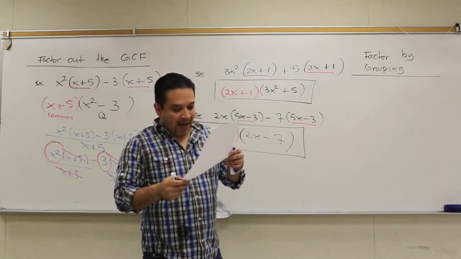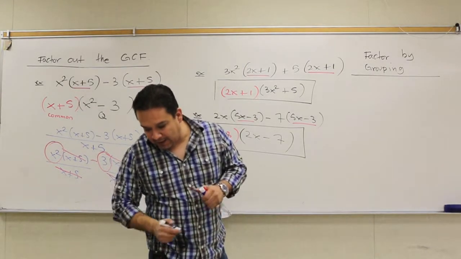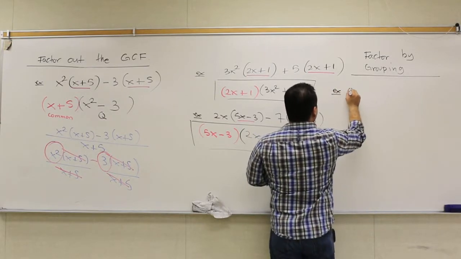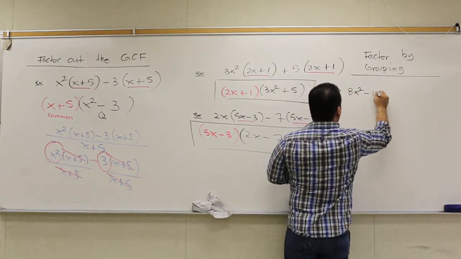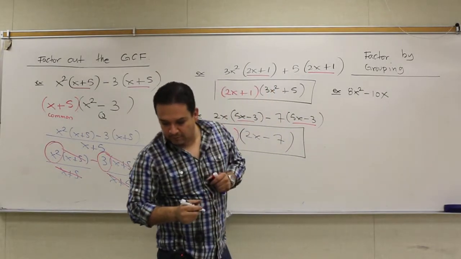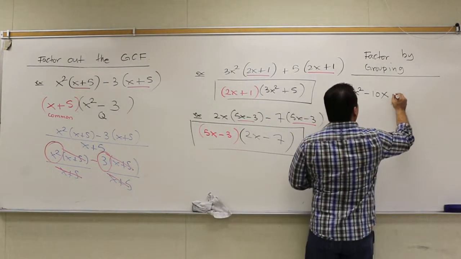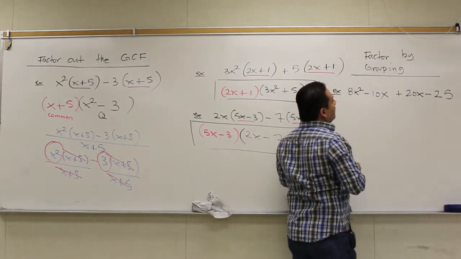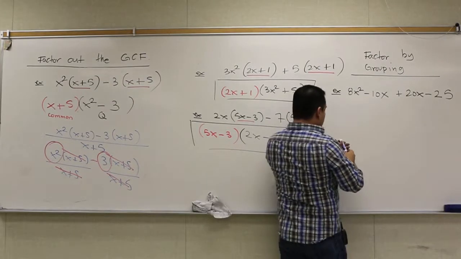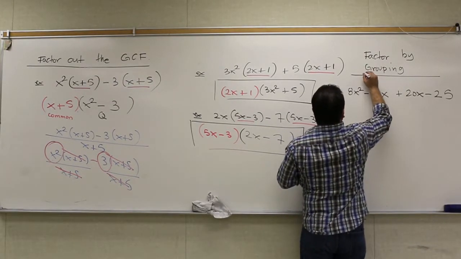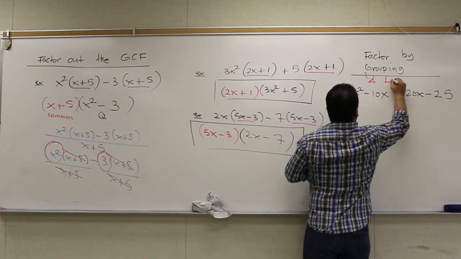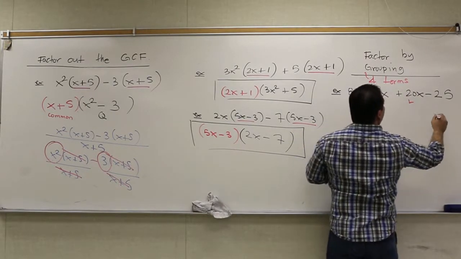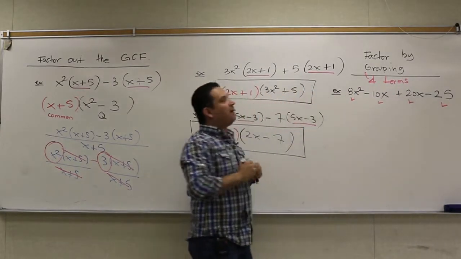Okay, it's not going to be so bad. Let me write it down here for you. We got 8x squared minus 10x, so for example, plus 20x minus 25. So how many terms do you guys see here? Are there 4 terms? So remember, factor by grouping applies to when you have 4 terms. I got 1, 2, 3, what? 4. You okay with that?